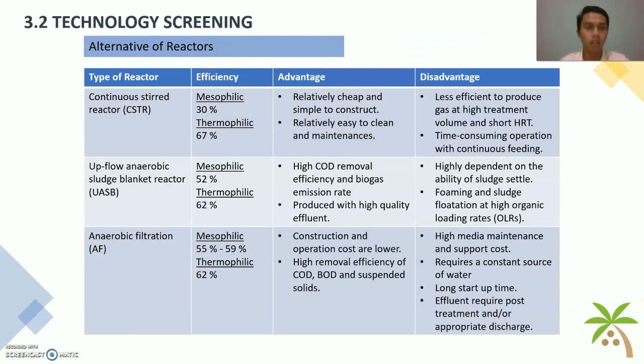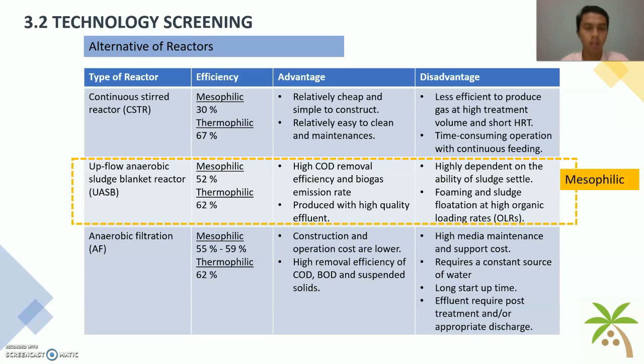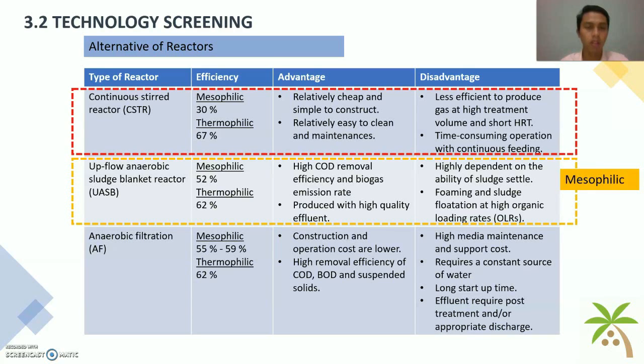Next is transition screening. So these are the alternatives for reactor, where we have CSTR, UASB, and AF. So our choice of reactor for the first stage, or mesophilic digestion, will be UASB, and for the second stage, or thermophilic digestion, it will be CSTR. So these reactors are chosen because they have high efficiency for their respective digestion process.